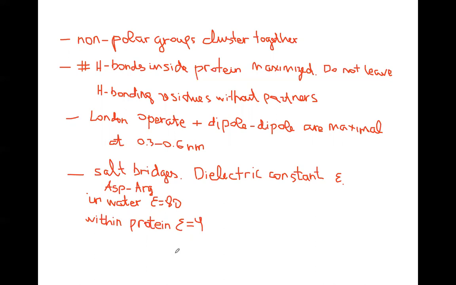Are there other salt bridges other than aspartate and arginine that we need to know? Well, the two permanently negatively charged amino acids are aspartate and glutamate, right? And the two permanently positively charged are lysine and arginine. And histidine sometimes, depending on the situation. So for negatively charged, it will be aspartate and glutamic acid, glutamate. For positively charged, it will be arginine.